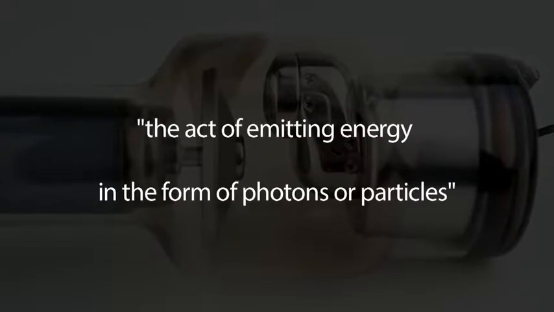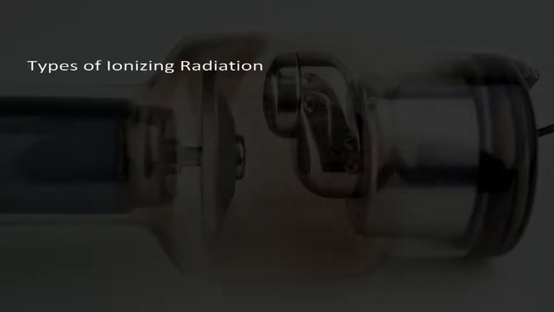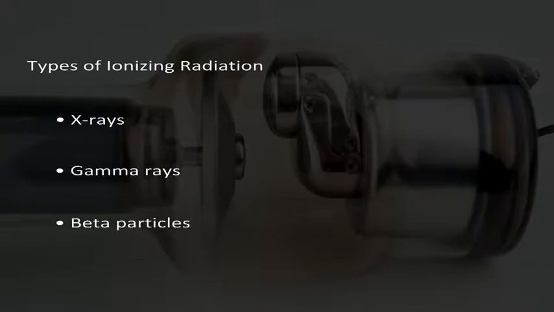Radiation is the act of emitting energy in the form of photons or particles. It is considered ionizing when the energy can produce changes in atomic structure by creating positively or negatively charged atoms. The types of ionizing radiation used in a diagnostic imaging department are X-rays, gamma rays, and beta particles. The nature of the images sought determines the type of radiation used.